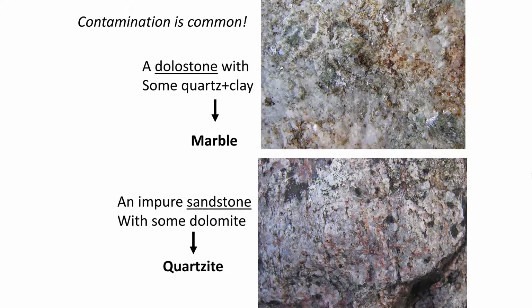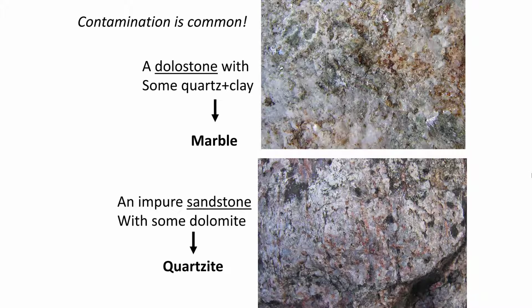Contamination in these rocks is quite common, so you won't necessarily have a pure sandstone or a pure limestone to start with. So here are some examples of when you have a dolostone with some quartz and clay mixed in, and you metamorphose to dominantly a marble. There are still some impurities that are present as a result of the metamorphism. For example, the clay would metamorphose to the mica grains we can now see in this marble.